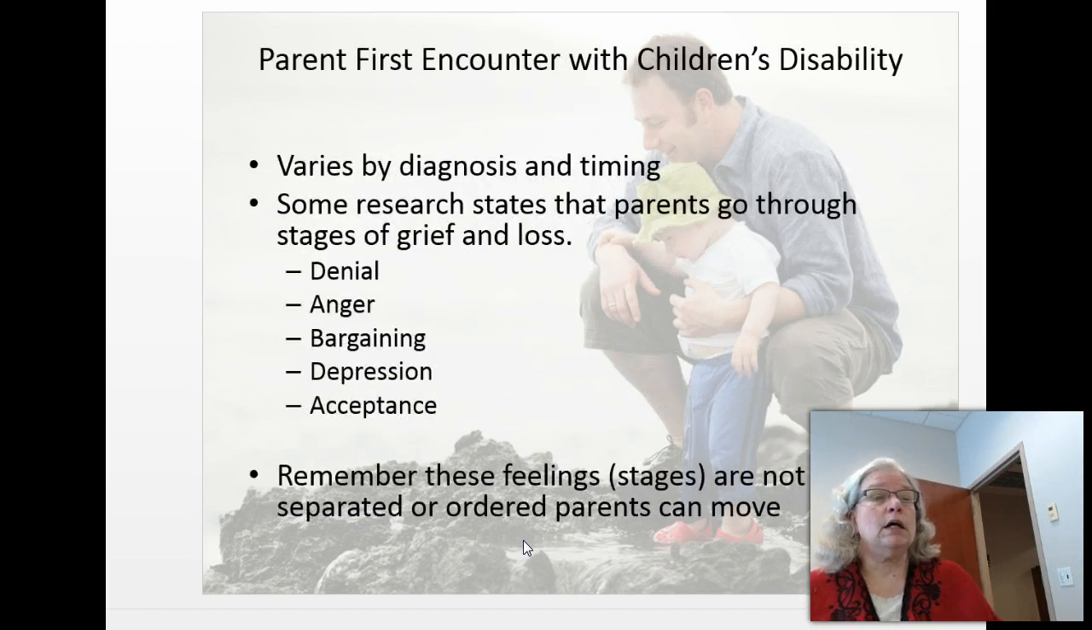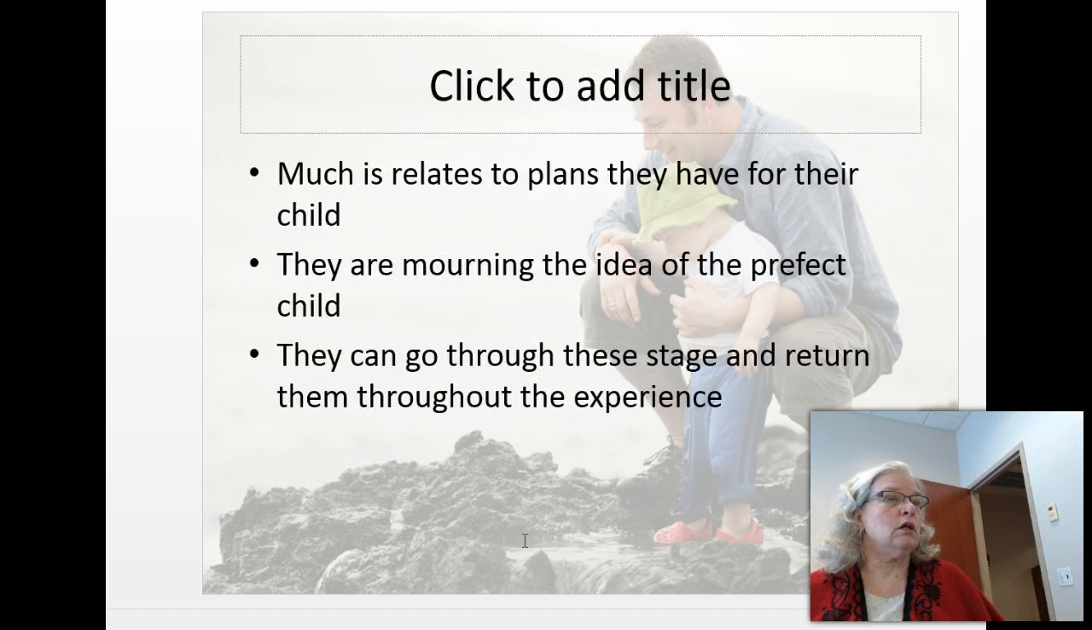First, it varies by diagnosis and timing. The research states that they go through the stages of grief and loss. If you think you've seen these stages before, you have. These are the stages that we use for death as well, put together by Kubler-Ross, and we've worked on these for a lot of years. But these stages are not clearly separated or ordered, and parents can move back and forth between them on a regular basis. We don't go from denial to anger to bargaining to depression and acceptance as was once thought. We can move to acceptance and then come back and jump back into anger and depression. And it's very significant as we explore this particular topic.